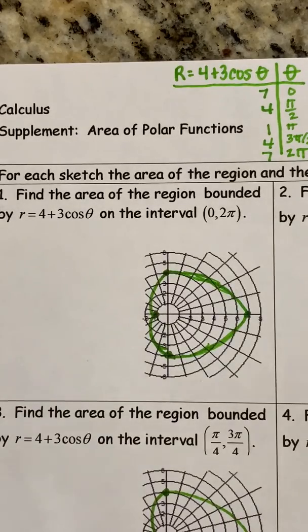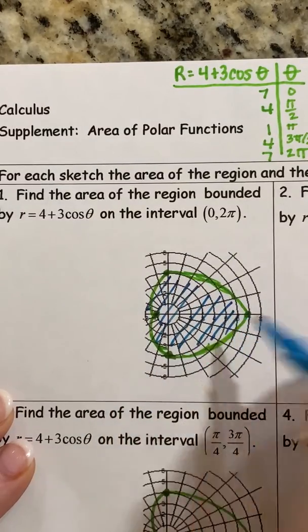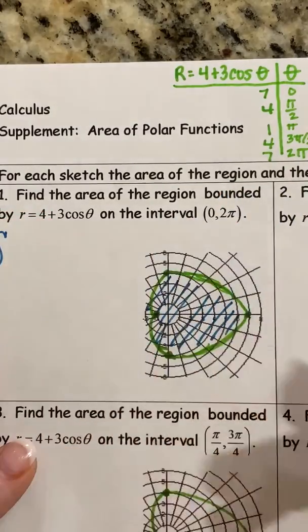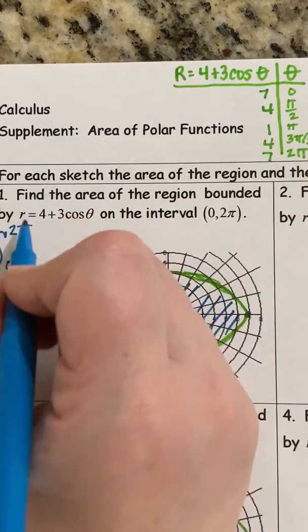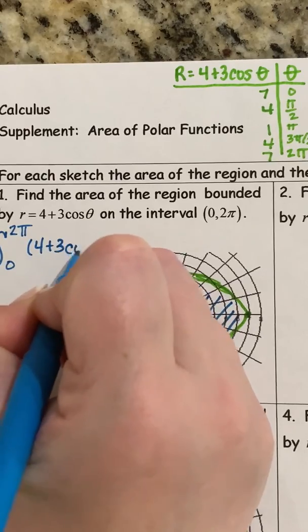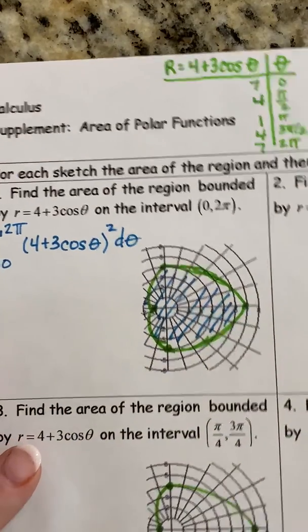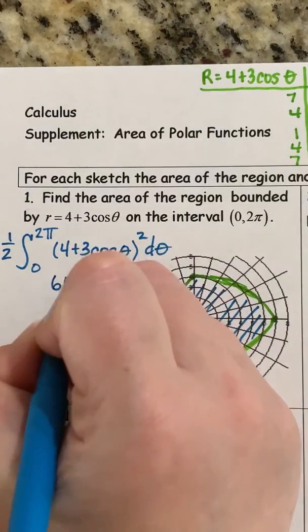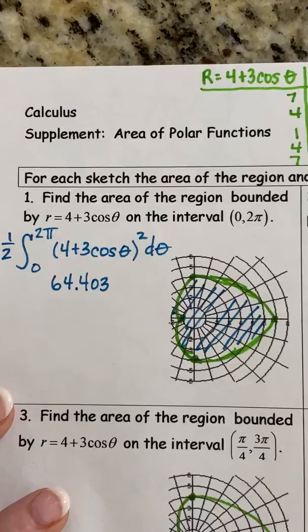Now, because this one we're finding the area between 0 and 2 pi, that's the area of the whole thing. Our formula is 1/2 the integral from theta 1 to theta 2, which is 0 to 2 pi, of r squared, which for us is 4 plus 3 cosine of theta, squared d theta. I need you to plug this into your TI 89 and or 84 to make sure that you can get the answer. The answer is 64.403 rounded to 3 decimals, which AP always says you have to do.